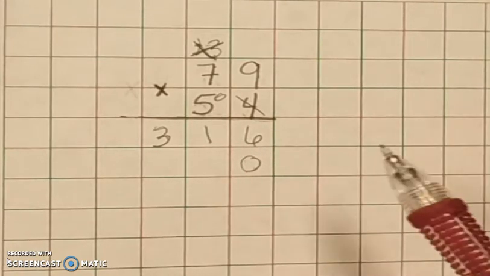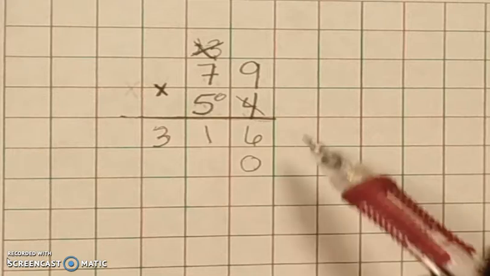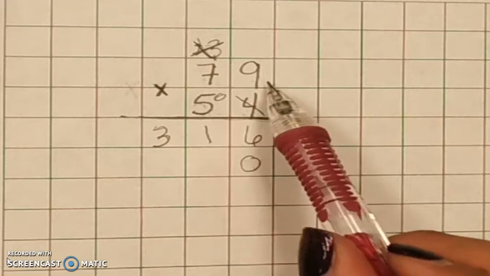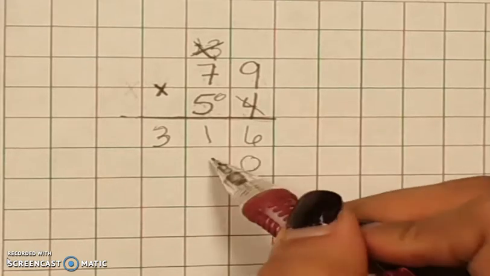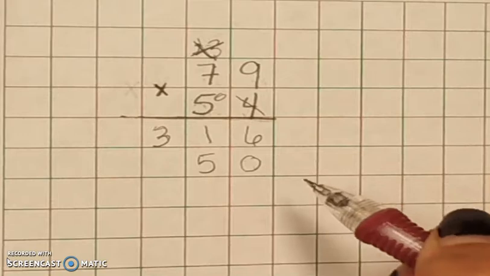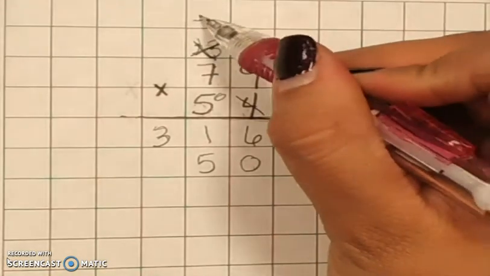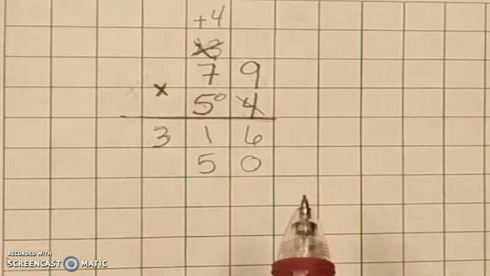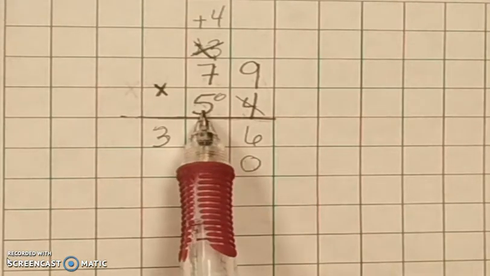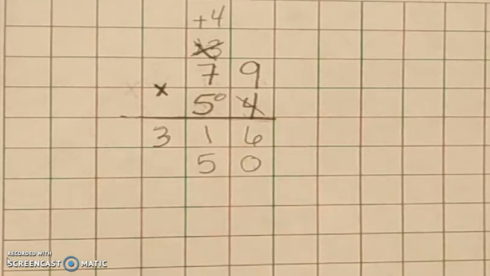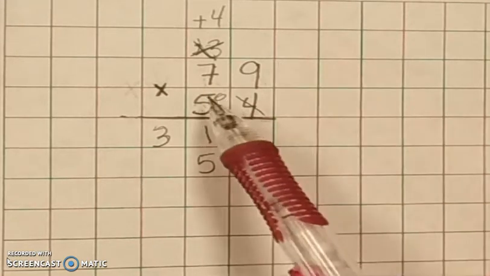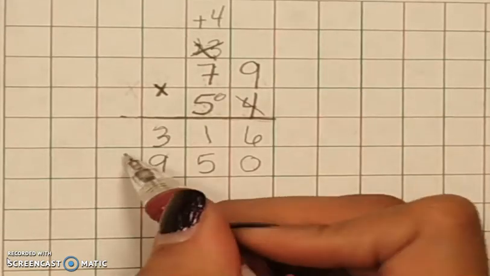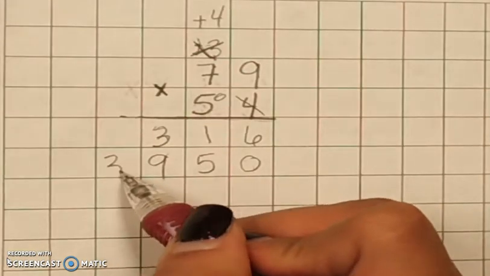Then, after I've acknowledged the fact that this is a 50, I'm going to multiply like normal. So I'm going to multiply 5 times 9. I know that's 45. So my 5 goes here, and my 4, I'm going to put it right up here with a little plus sign to remind myself to add it to my product. Now 5 times 7 is 35, plus 4 more is 39. And since there's nothing to put my 3 on, I'm just going to go right here.